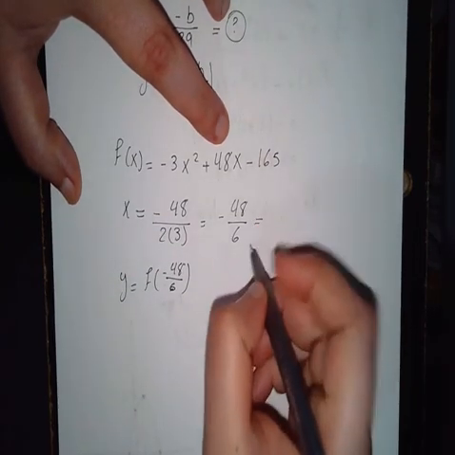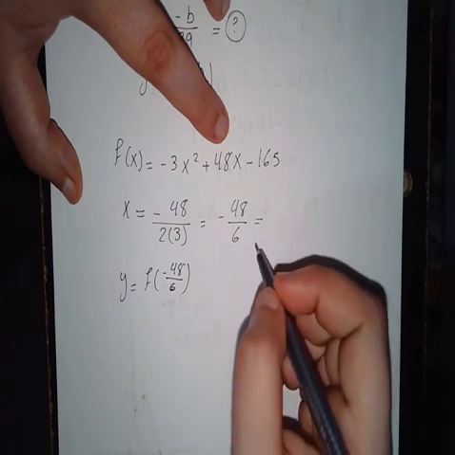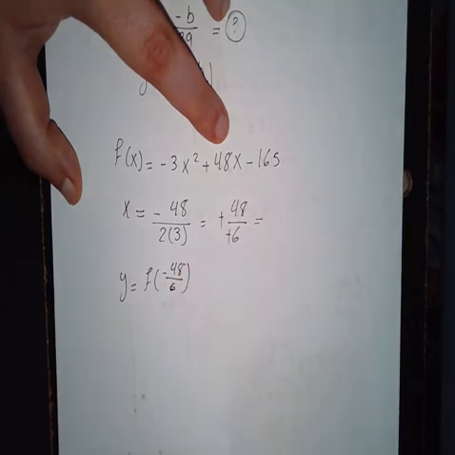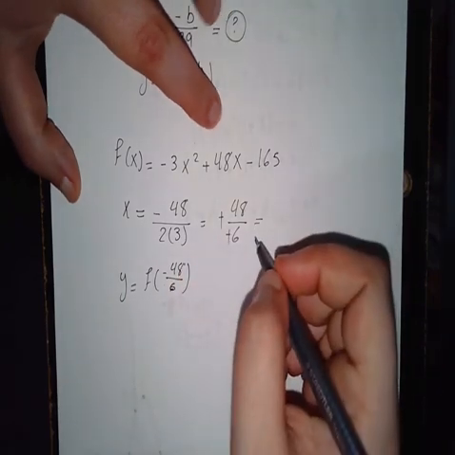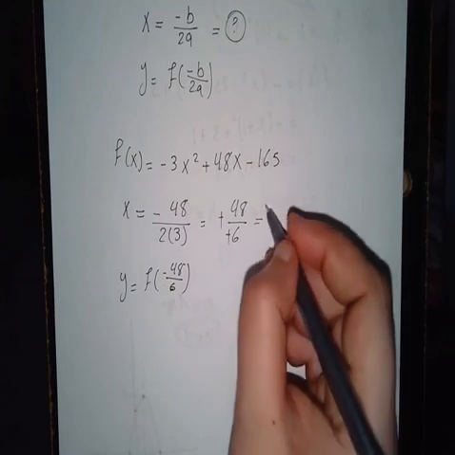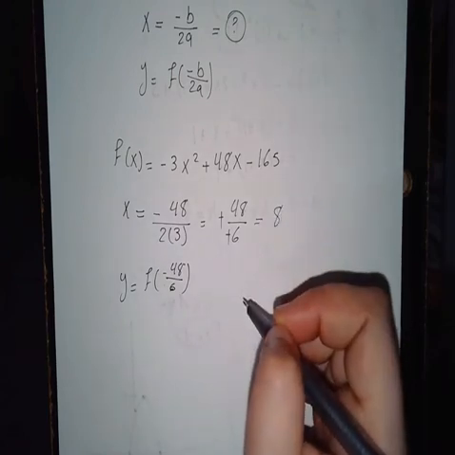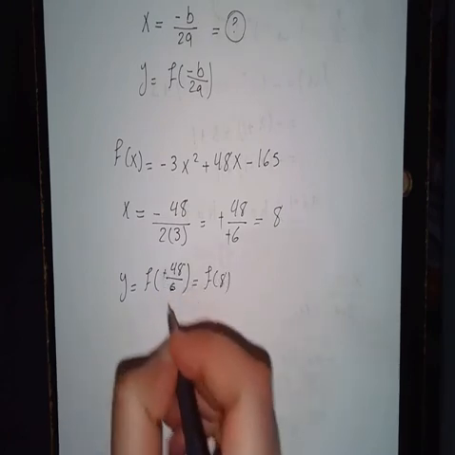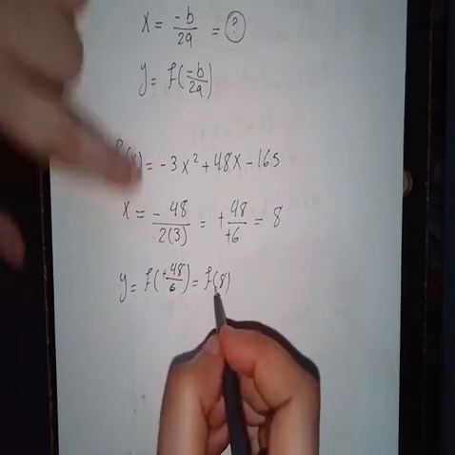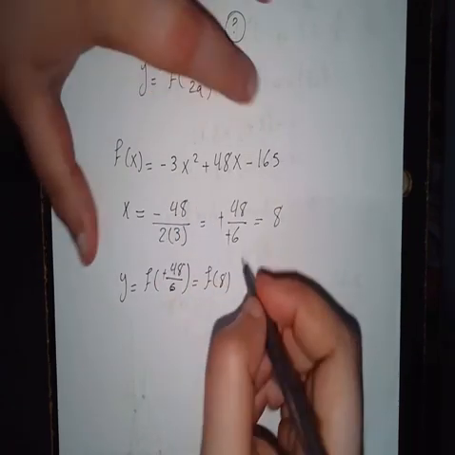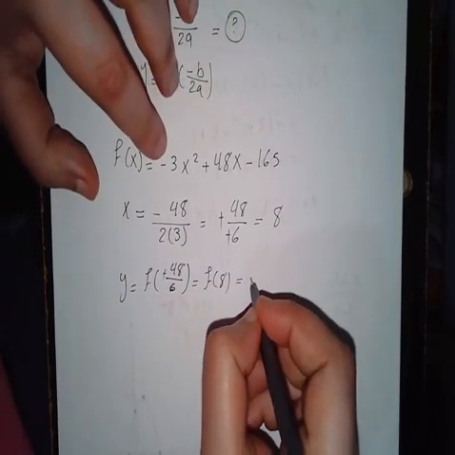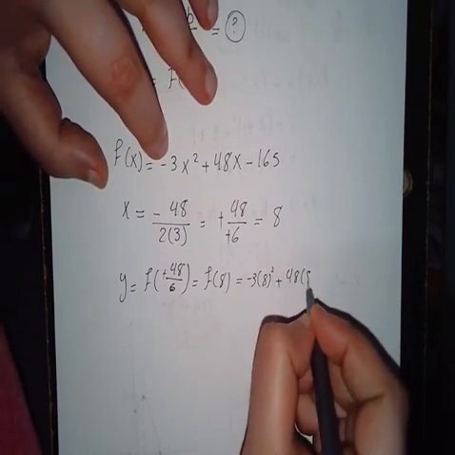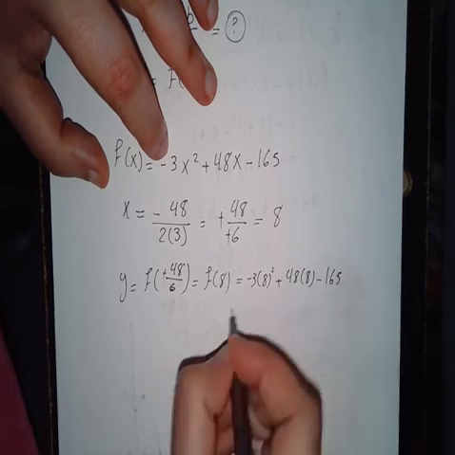Now, this right here equals what? Oh, sorry, it's negative, so it's actually going to be a positive number. But anyway, so what is that value? 48 divided by 6 is 8, right? So over here, I'm basically finding f of 8. I'm going to grab 8 and plug it into this function, which equals negative 3 times 8 squared plus 48 times 8 minus 165.